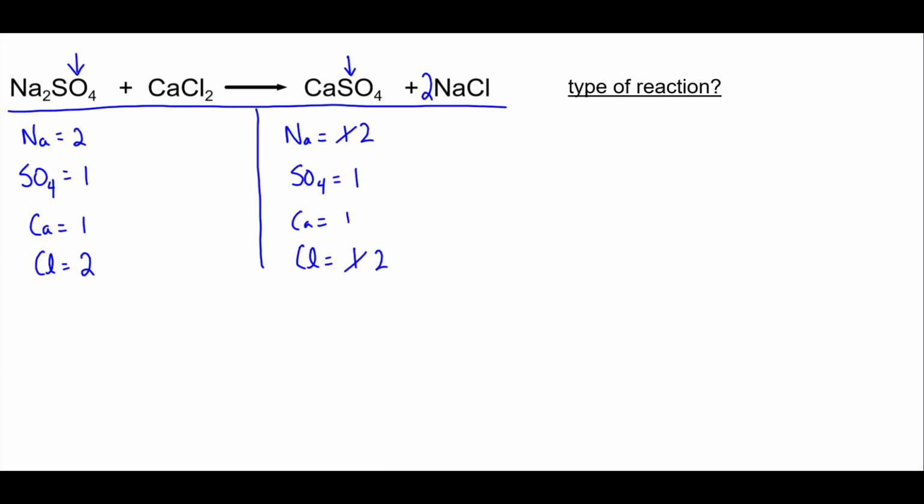So everything's balanced now. For the type of reaction, this is A, and remember that sulfate counts as B, and then we have C and D. And then on the other side, C is now matched up with B, and then A is matched up with D. So this is a double replacement. All right, if you got that one, let's move on.